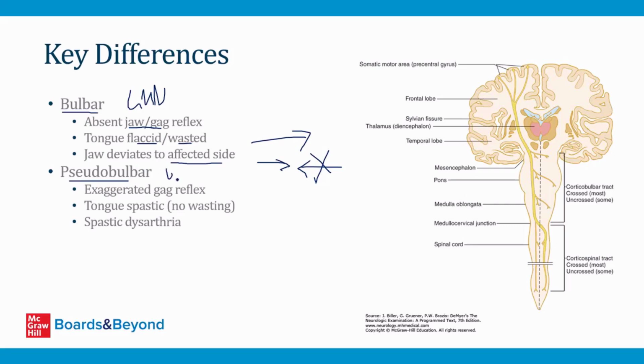This is an upper motor neuron syndrome involving the bulbar muscles. So what you can see in this situation is an exaggerated gag reflex. You can see the tongue being spastic and not wasted. And you can also see a type of speech called spastic dysarthria. This is a speech condition where patients are said to have a strained or harsh voice, and they also speak at a very slow rate.